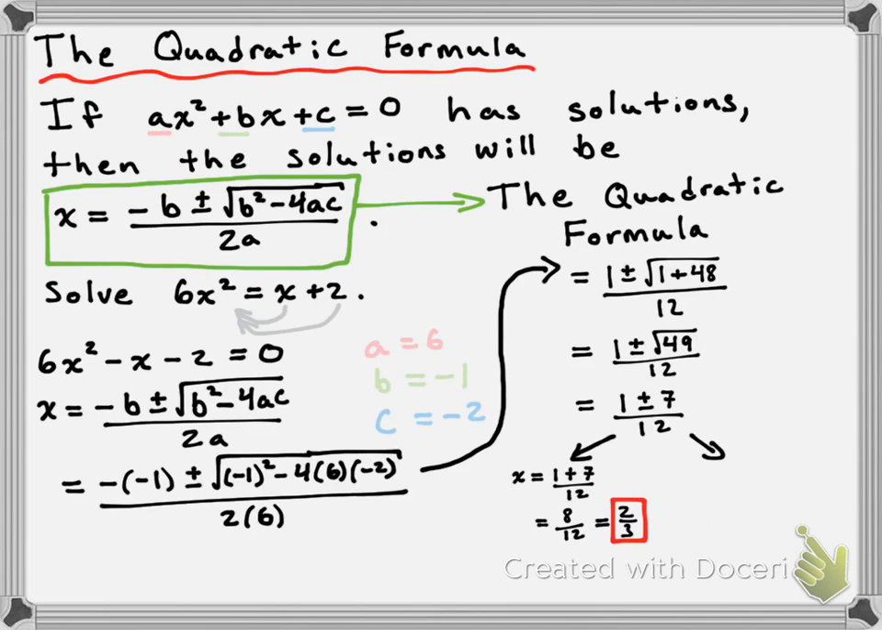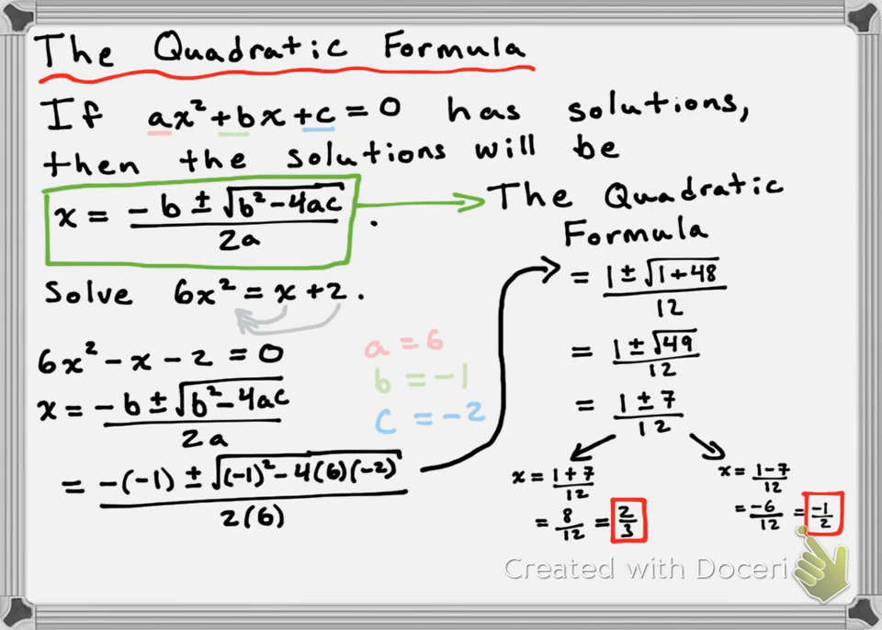Okay, so let's deal with the 1 minus 7 divided by 12 now. All right, so we have x equals 1 minus 7 divided by 12. Well, we're going to evaluate 1 minus 7. That's just going to be negative 6. So we're going to have x is equal to negative 6 divided by 12. And negative 6 over 12 is also a fraction that could be simplified. And that's just going to give us negative 1 over 2. So that's the second solution to the equation.